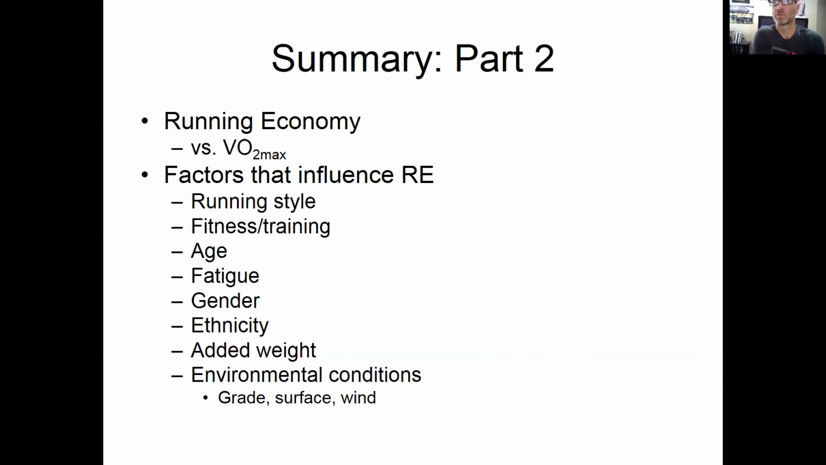Okay, summary of part 2 as running economy in total. I sort of broke this into 2 parts. Running economy and energetic cost of locomotion was the first part of this. You need to be able to distinguish between those 2 terms and distinguish between running economy and VO2 max. VO2 max is the endpoint of a graded exercise test. Running economy is the rate of oxygen consumed for a given speed. And then we went through factors that influence running economy.